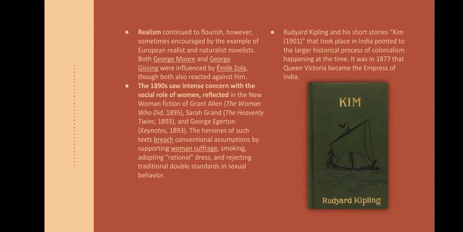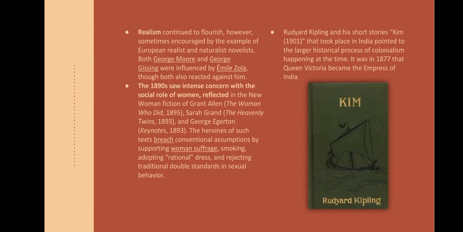The 1890s saw an intense concern with the social role of women, reflected in the New Woman fiction of Grant Allen, The Woman Who Did, Sarah Grand, The Heavenly Twins, and George Egerton, Keynotes. The heroines of such texts breached conventional assumptions by supporting women's suffrage, smoking, adopting rational dress, and rejecting traditional double standards in sexual behavior.